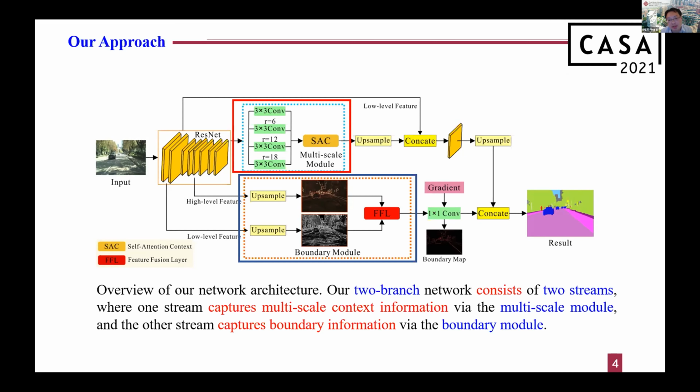So you can see that our network basically has two branches. One is the multi-scale module, to capture multi-scale context information. The other is the bottom one, the boundary module, to capture the complicated boundary information through the feature fusion layer FFL. So this is an overview.